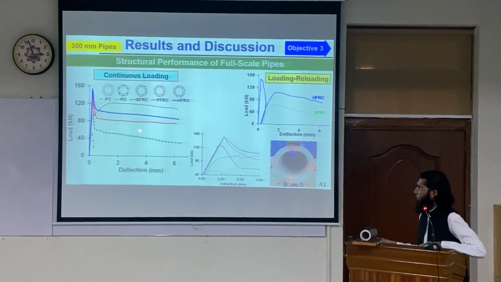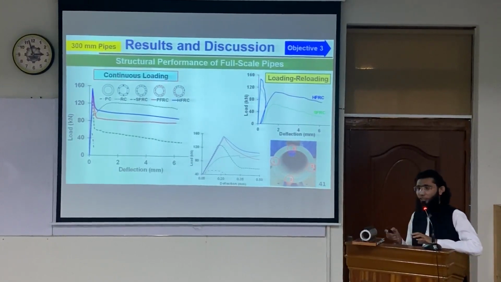And the steel fiber, again, when used alone, was not very effective. So this is just the magnified view of the same graph for the initial part, to clear what's happening in this region. This is the loading to the hairline crack position, and then the unloading to 0, and then reloading.